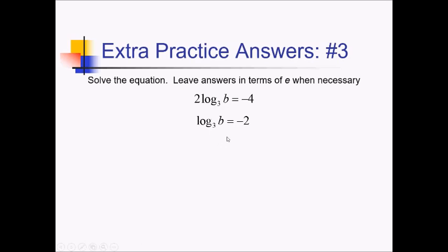And on the right side, I'm going to have 3 to the negative 2 power, which is really 1 over 9. Now, if I plug that back in, I'm not taking the log of a negative or 0. So this is a good answer.